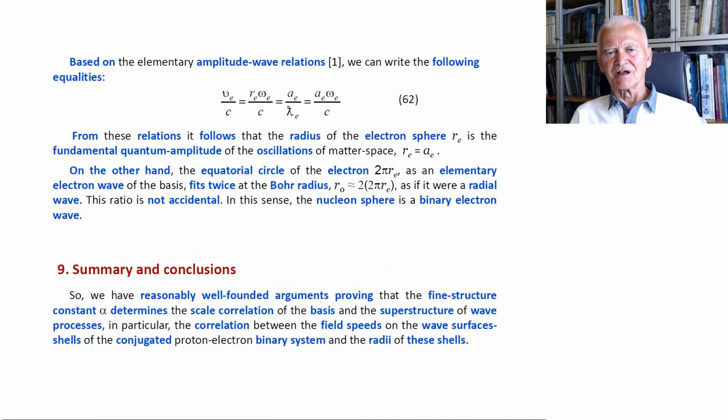Based on the elementary amplitude-wave relation, we can write the following equalities. From these relations, it follows that the radius of the electron sphere, RE, is the fundamental quantum amplitude of oscillation of matter space, RE equals amplitude AE. On the other hand, the equatorial circle of the electron, 2πRE, is the elementary electron wave of the basis, and fits twice at the Bohr radius, if it were a radial wave. This ratio is not accidental. In this sense, the nucleon sphere is a binary electron wave.